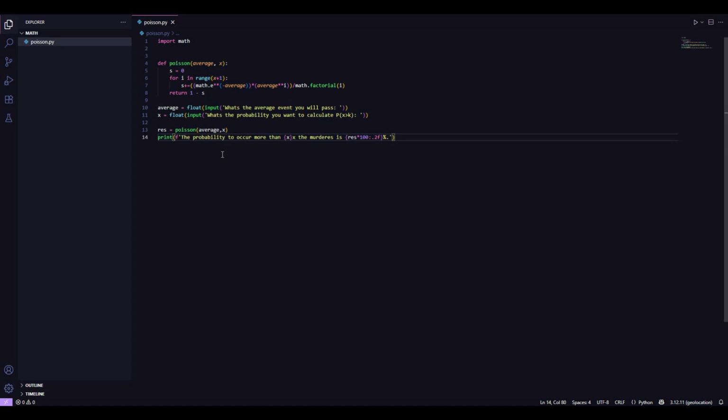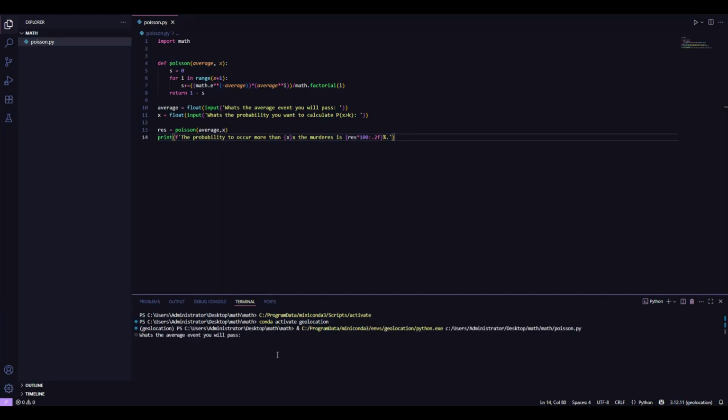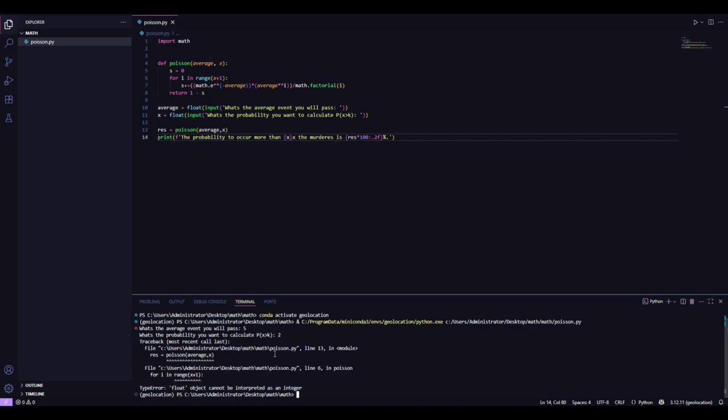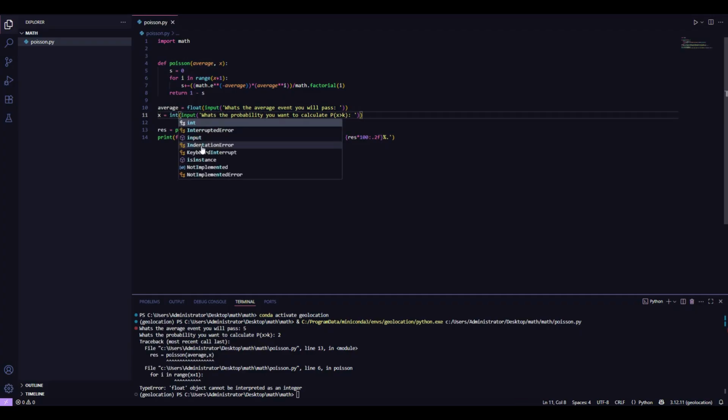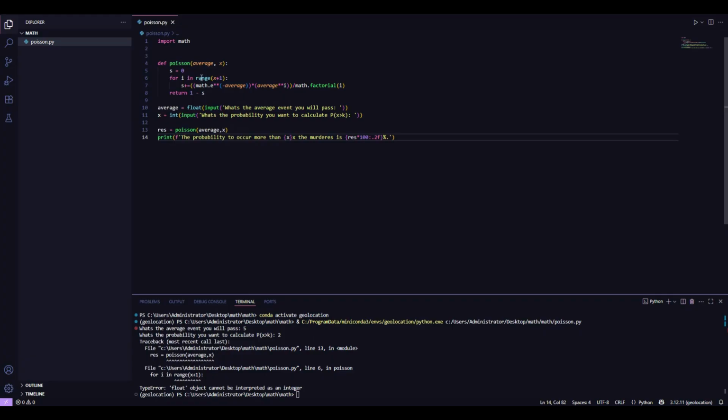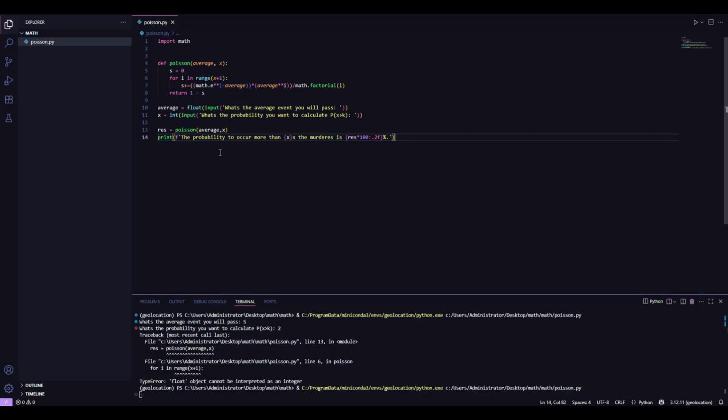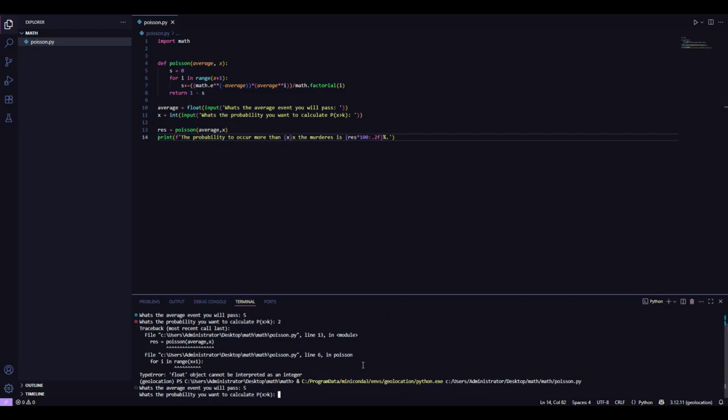Let's see if it's going to work. It doesn't matter. 5 murders is the average in the country, and I would like to calculate the probability of more than 2 murders in the location per month, and there's an error. I can't pass the float. Oh, of course, I can't pass the float. It must be int, because the range doesn't support float. Let's call it again: 5, 2 murders.